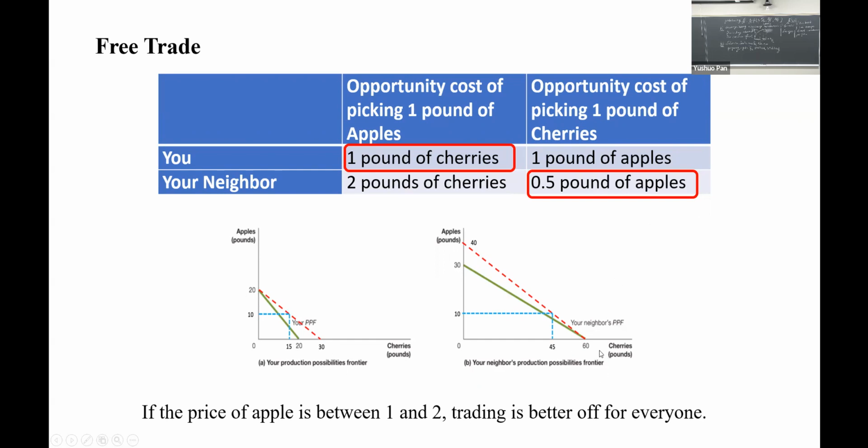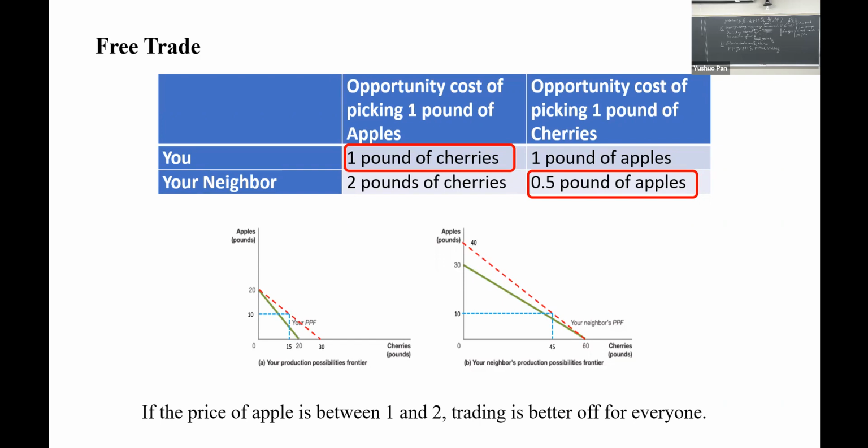And the same for your neighbor. Again, the price is 1 apple for 1.5 cherries. Your neighbor has 60 pounds of cherries, and with the price of 1.5, that equals 40 pounds of apples. With that trading price of 1.5, this red dashed line is the new PPF for your neighbor. And again, after trading, both your PPF and your neighbor's PPF move out, right?